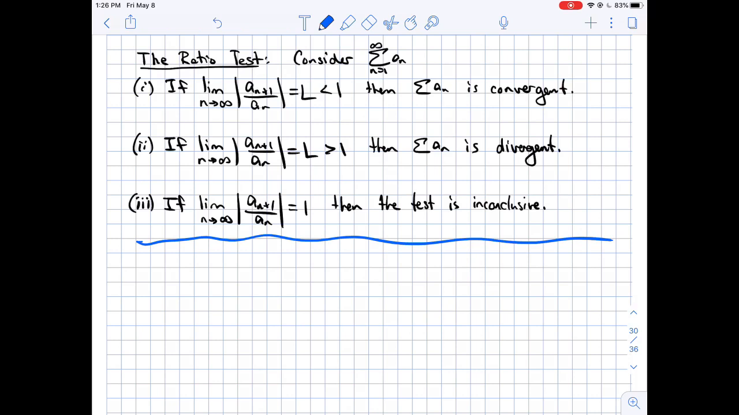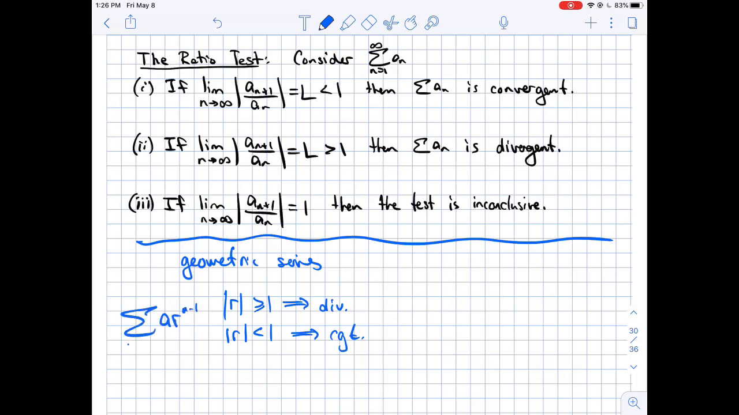If you think back to geometric series, what we were looking at in a geometric series was r, and we looked at the absolute value of r. If that's larger than or equal to 1, then we have divergence. And if the absolute value of r was less than 1, then we ended up with convergence. That was our conclusion for a geometric series, and geometric series, remember, are terms like this. Okay, so fine.